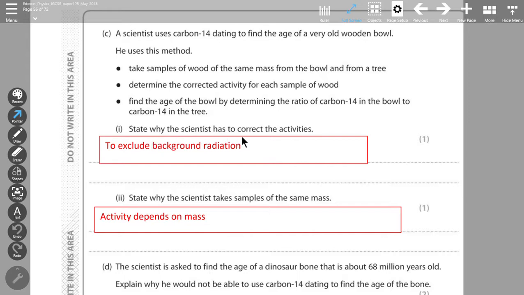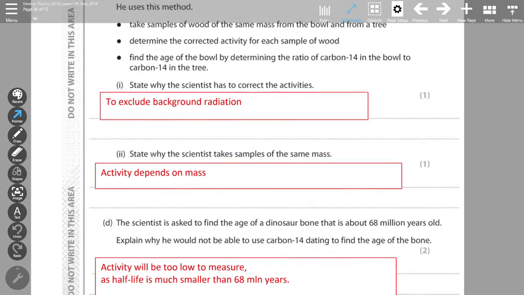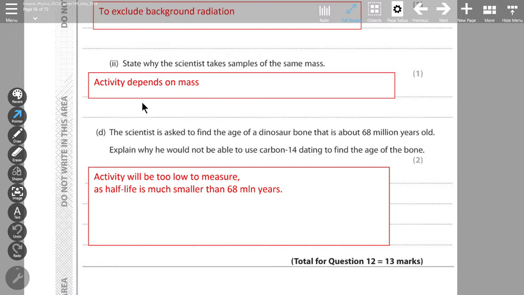States why the scientist has to correct the activity. Exclude background radiation. State why the scientist takes samples of the same mass. Because activity depends on mass. If you want to compare activity, you should have the same mass.